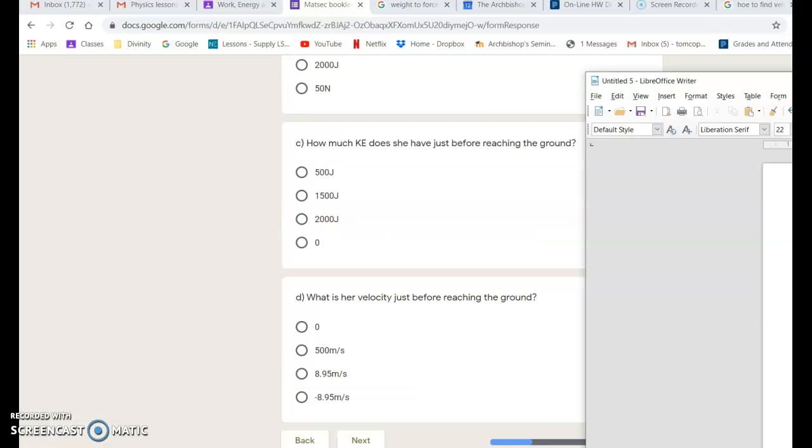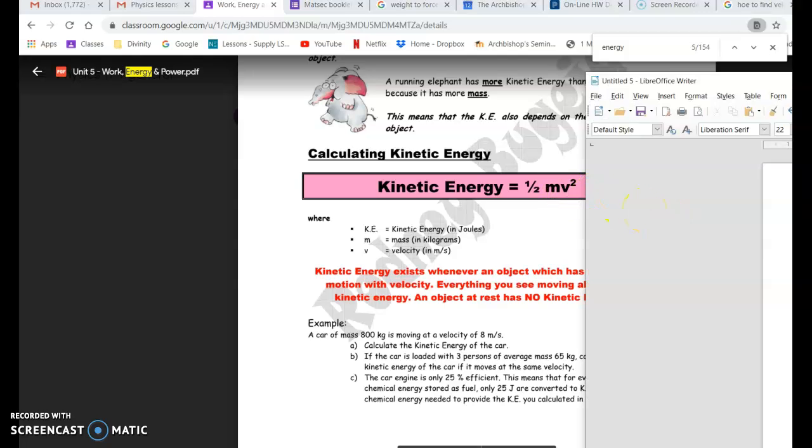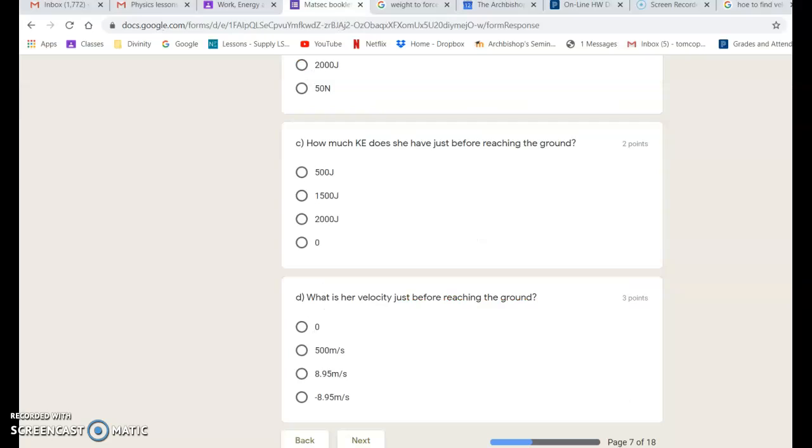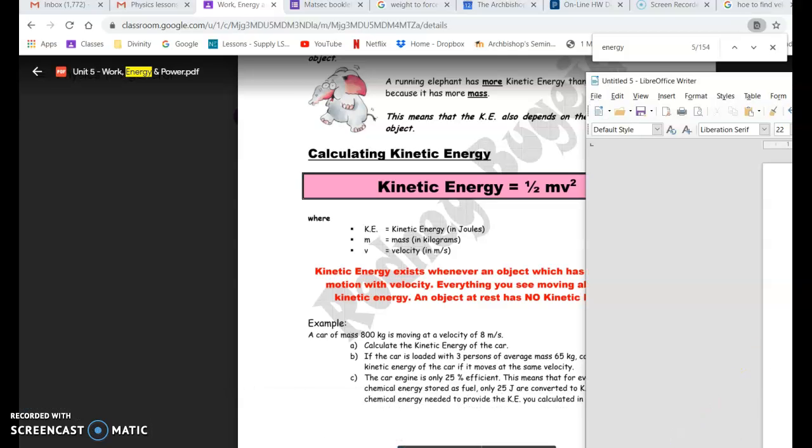Now, for the last one, we know that kinetic energy is equal to half mass times velocity squared. I can't do the squared symbol, but it should look like this, okay? So you have squared over here. So I'm going to just do 2. I hope it doesn't confuse you, but this means that the V is squared. So we know that the kinetic energy is 2000.